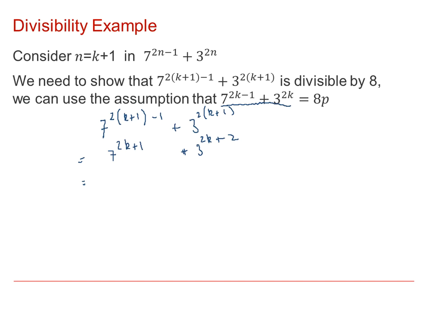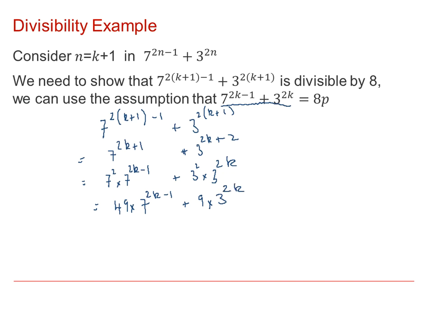Well, the first part of the expression, 7 to the 2k plus 1, is equal to 7 squared multiplied by 7 to the power 2k minus 1. And the second part of the expression is equal to 3 squared multiplied by 3 to the power 2k. Or in other words, we've got 49 multiplied by 7 to the power 2k minus 1. So 49 times what we need for the first part of the expression, and 9 times what we need for the second part of the expression.